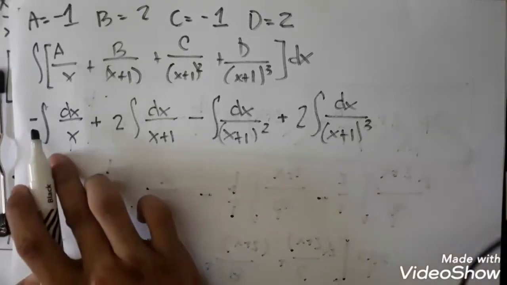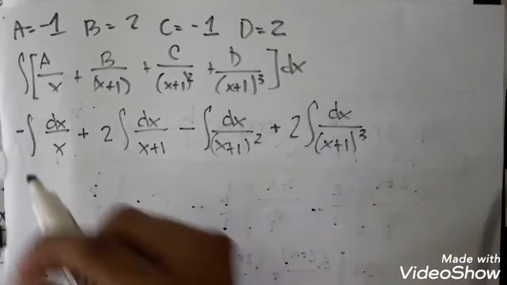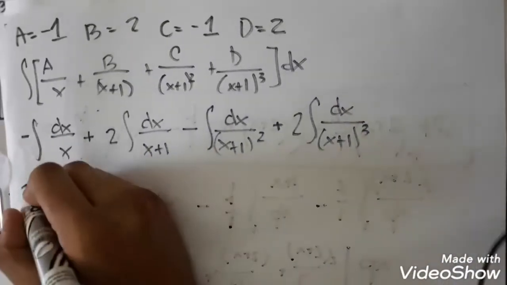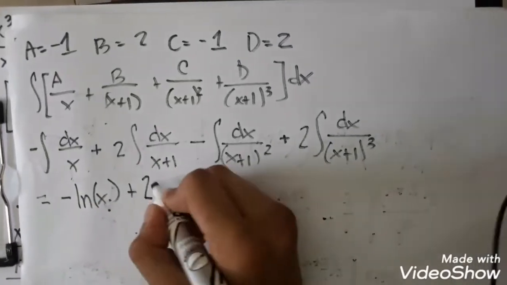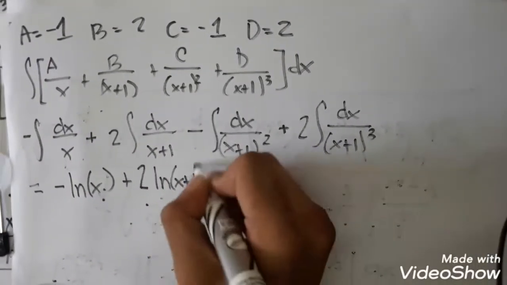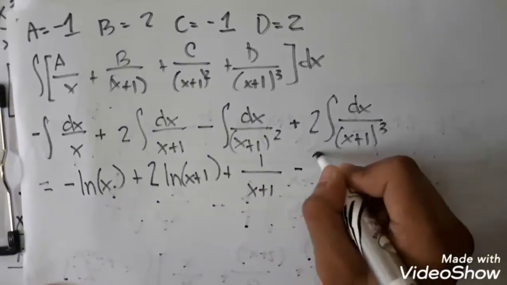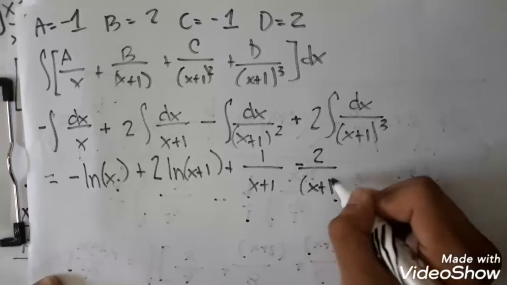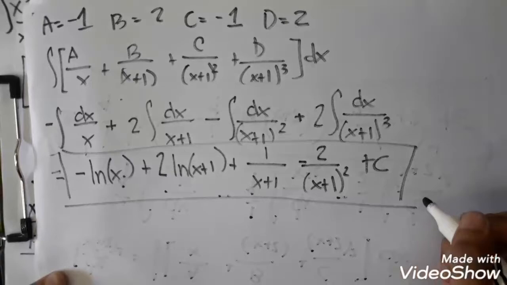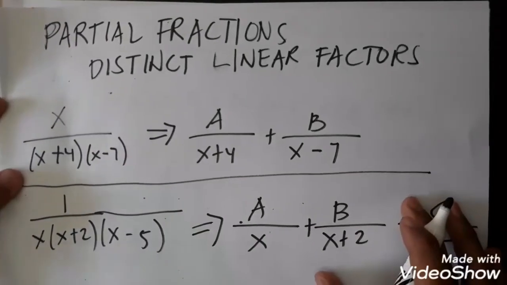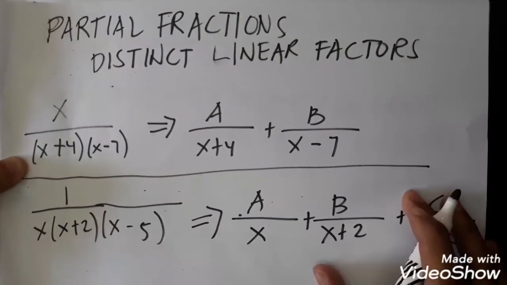So now that we have already substituted the values for a, b, c, and d, we can directly integrate it and have the answer of negative ln x plus 2 ln x plus 1 plus 1 over x plus 1 minus 2 over x plus 1 squared plus c. That is all for partial fractions distinct linear factors. Thank you for listening, and I hope you've learned something from it.